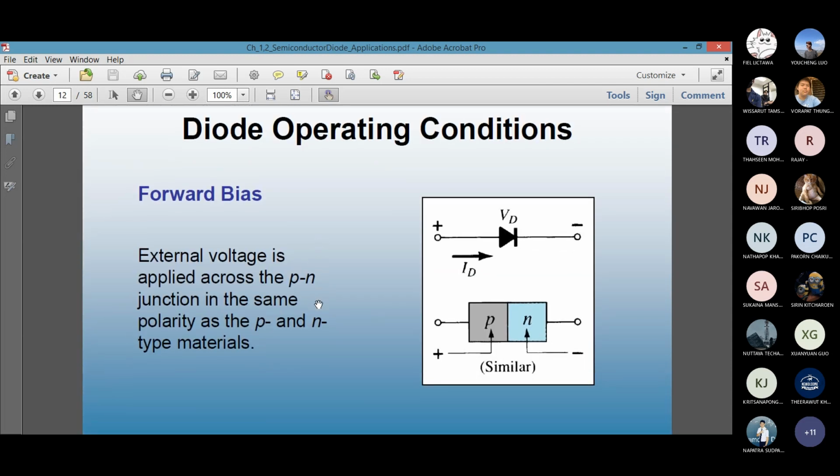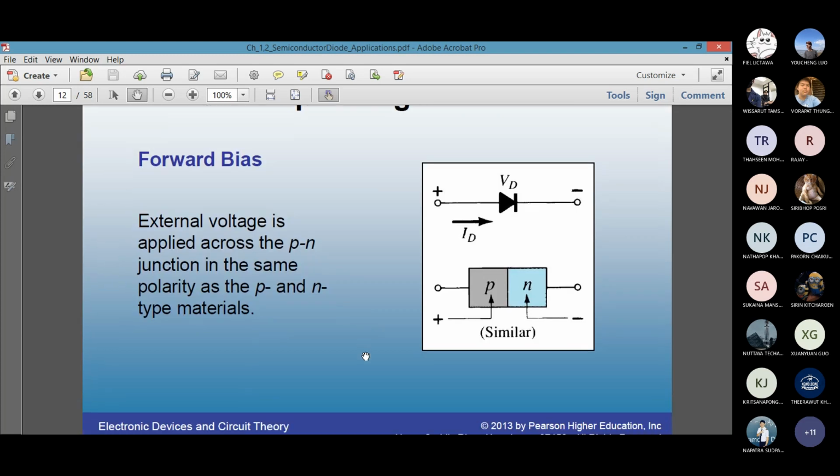The normal operating condition of a diode is forward bias. When you do plus and minus polarity, a regular diode current ID will flow forward. The voltage drop across the diode is VD. For silicon, 0.7 volt VD. Germanium is 0.3, gallium arsenide 1.2 volts. If in your exam or any problem, the diode material is not specified, you can assume ideal diode, which is VD equals 0 volts.